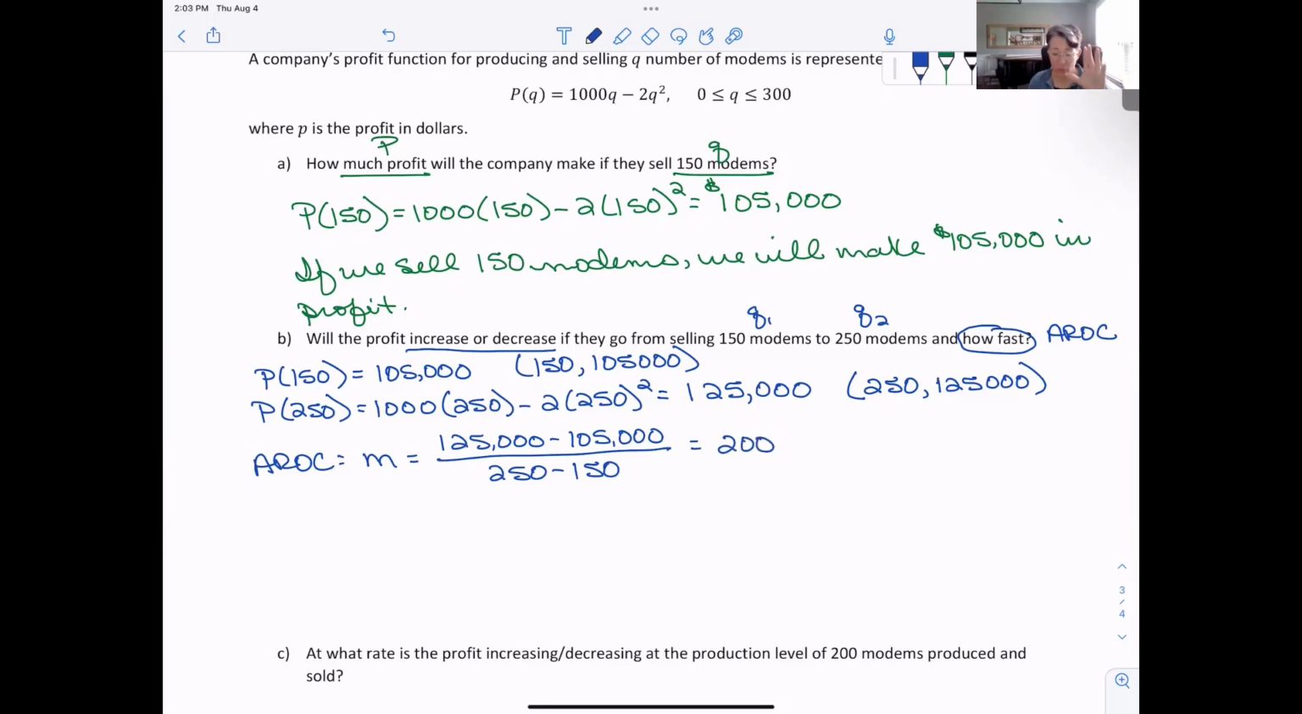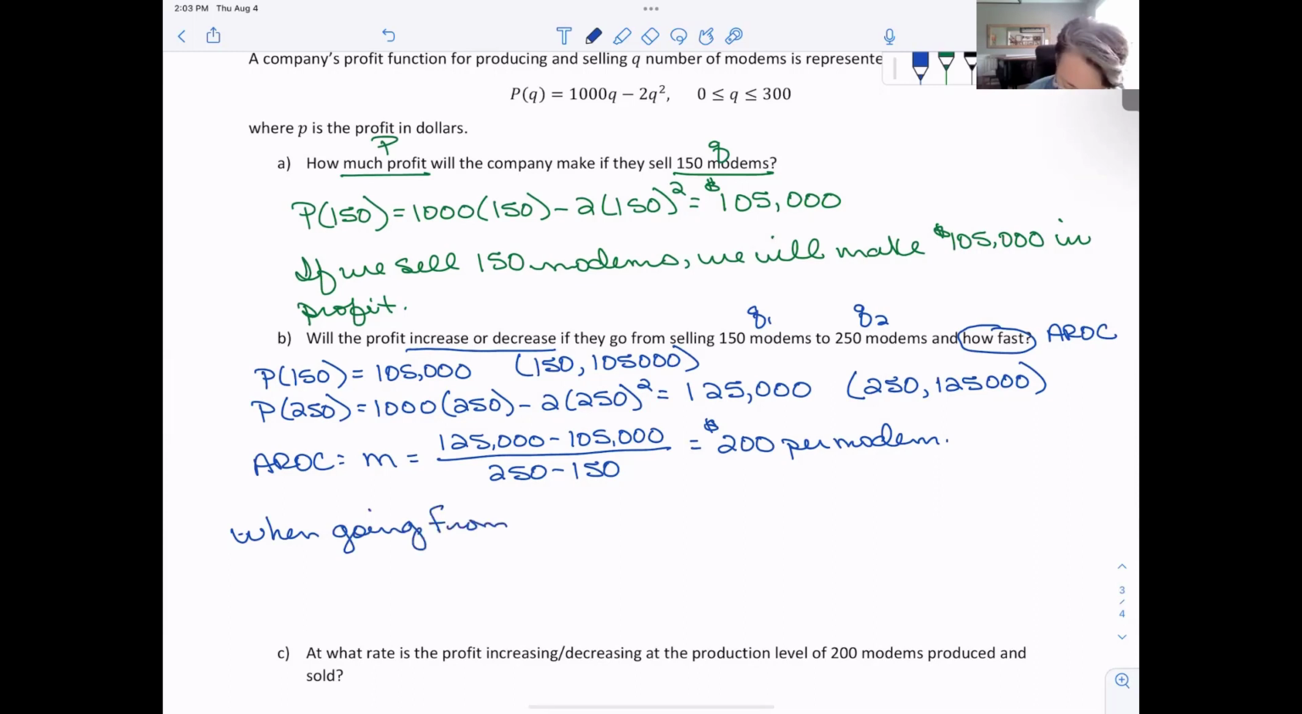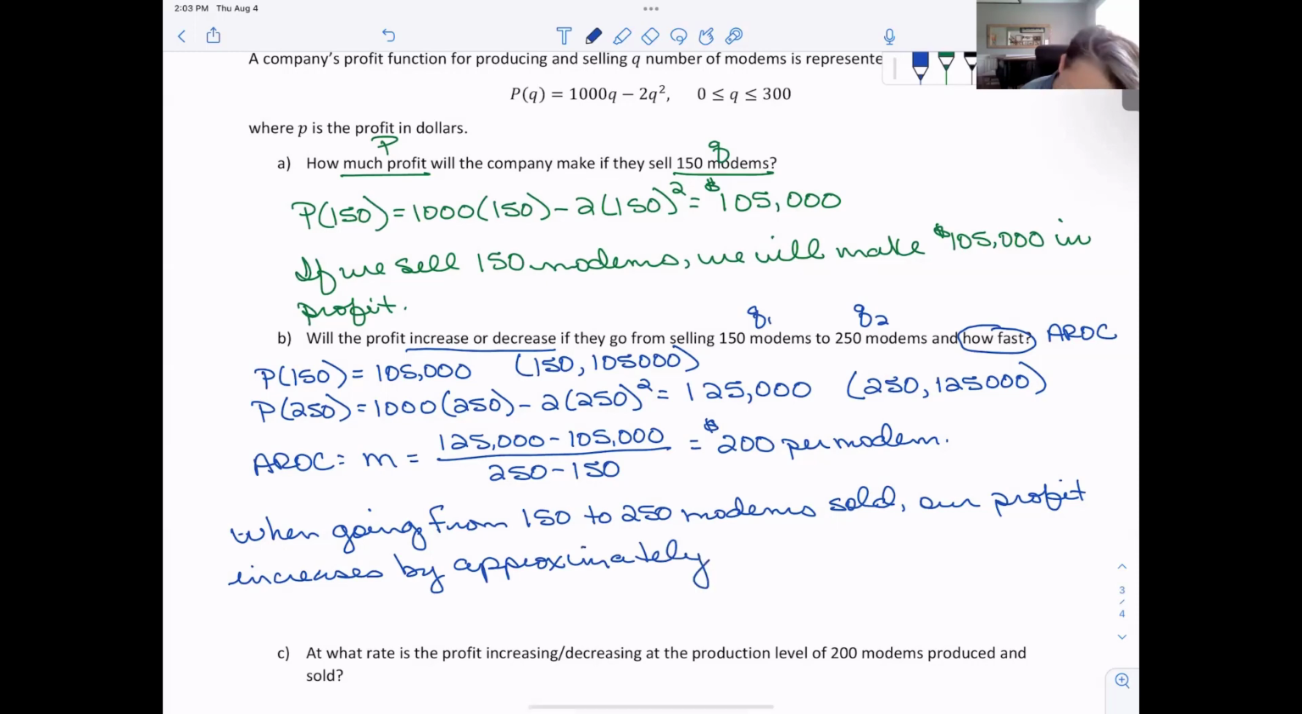Okay, and remember, it's dollars on top and modems on the bottom. So that's $200 per modem. And since it is positive, we have a positive slope, that means it's increasing. Our profit is increasing by $200 per modem. So we could say, when going from 150 to 250 modems sold, that's like our time frame, right? Our profit, which is what we are studying, increases by approximately $200 per modem.